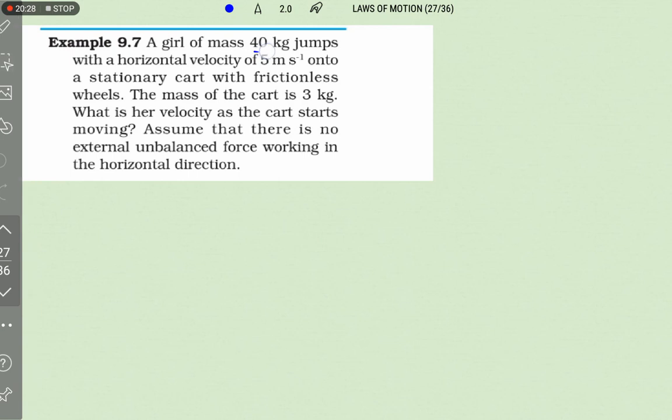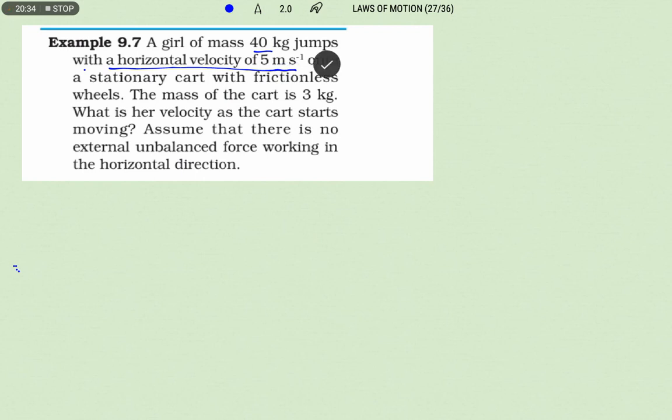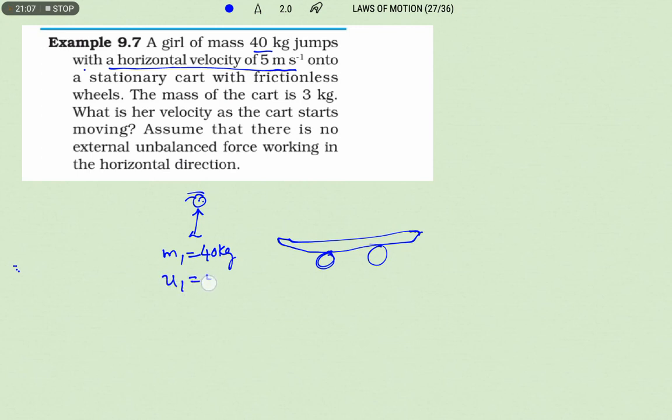So a girl of mass 40 kg jumps with a horizontal velocity 5 meter per second onto a stationary cart with frictionless wheels. So here is a cart. It has frictionless wheels. That means there is no loss of force due to the friction exerted by the floor on the cart. So what is the mass of the girl? The girl is of mass 40 kg. And what is the initial velocity of the girl? It is 5 meter per second.